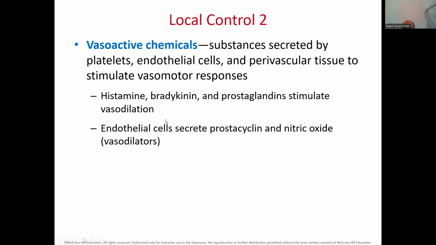Bradykinin and prostaglandins stimulate vasodilation. So histamine is going to cause blood rush. That's why the area with inflammation is red, because blood is rushing to the site of the injury. So we take antihistamine to stop the blood shunt to that site and reduce the blood flow there. So you're not bleeding a lot, it's not red a lot. So that's the anti-inflammation.